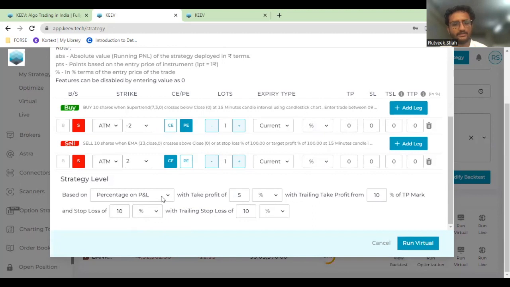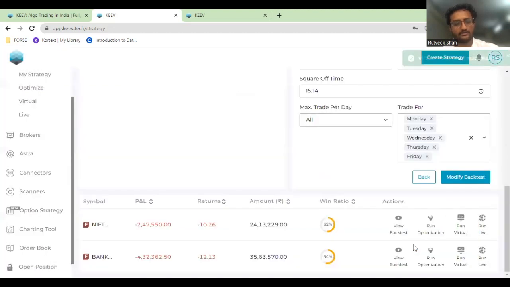And here we'll put a stop loss or take profit based on the absolute value of the PNL of our strategy. That will be approximately, let's say, 3,000 intraday. And stop loss will be approximately 1,500. So basically, we are looking for a 2:1 risk reward ratio trade. Here we'll be selling one lot of put and call as and when the buy or sell legs are triggered, and we'll run virtual or run live based on the strategy that you're deploying.